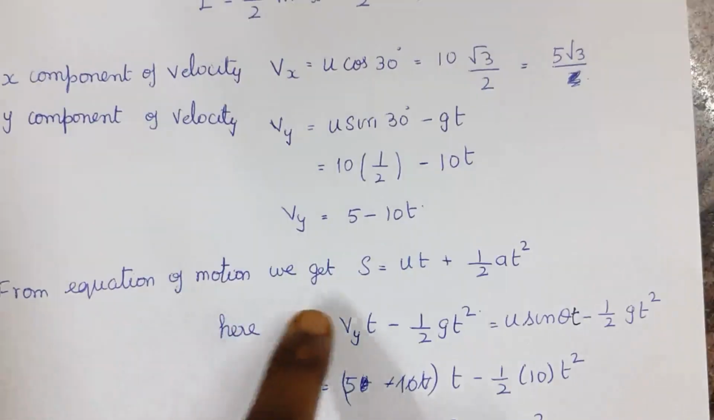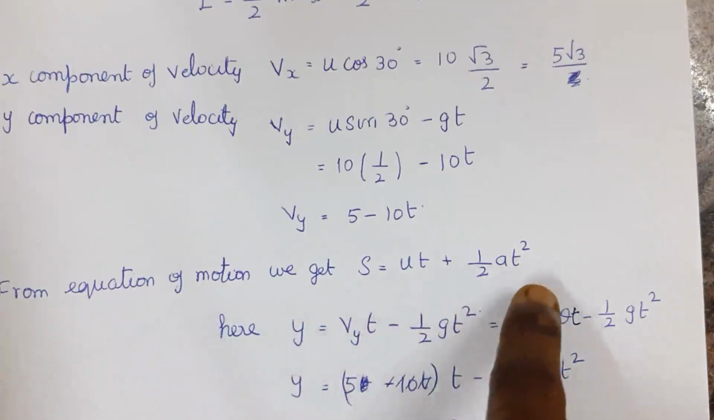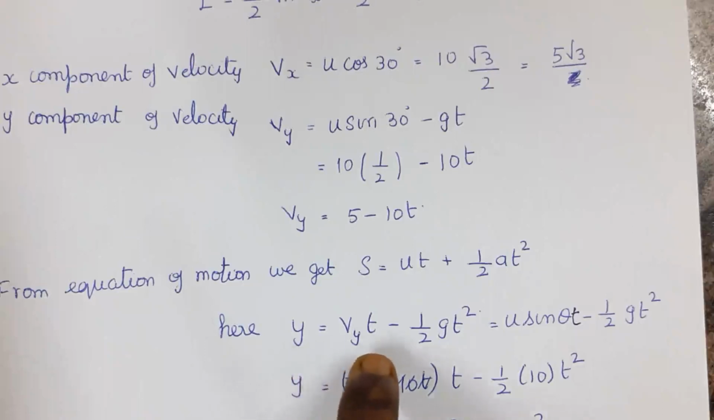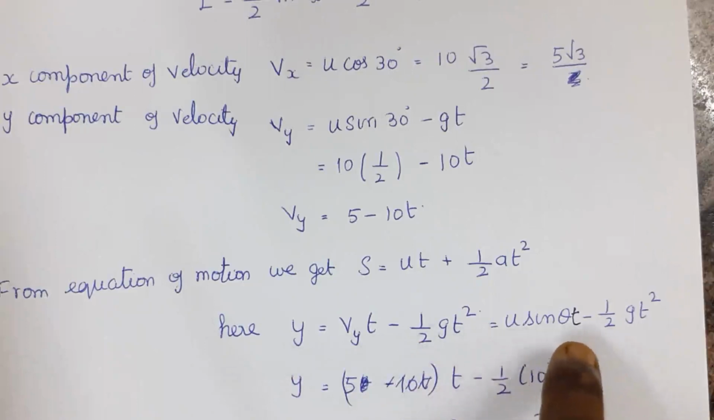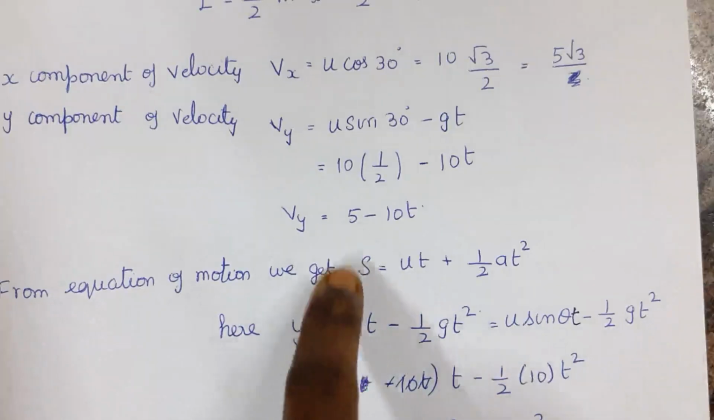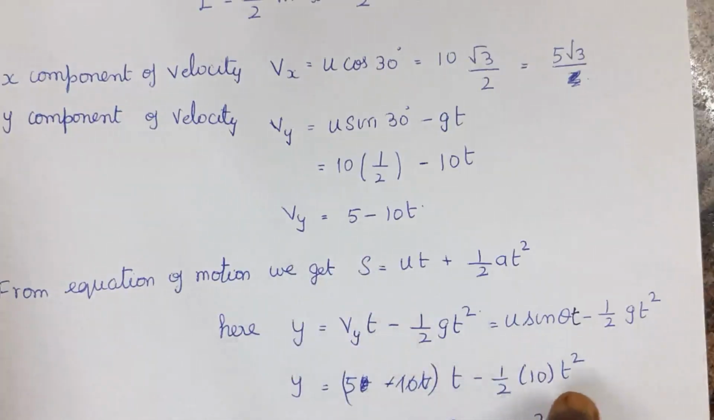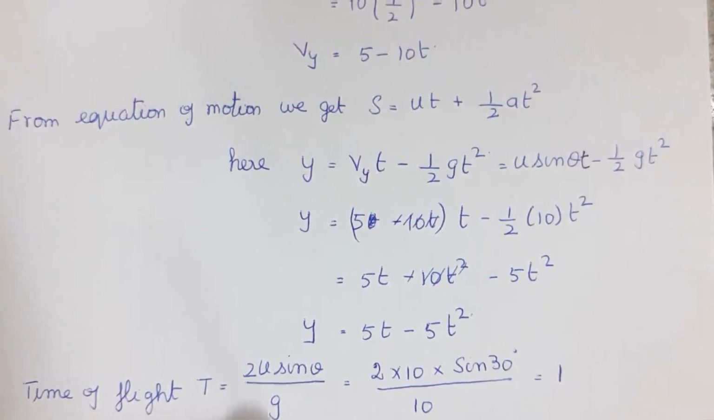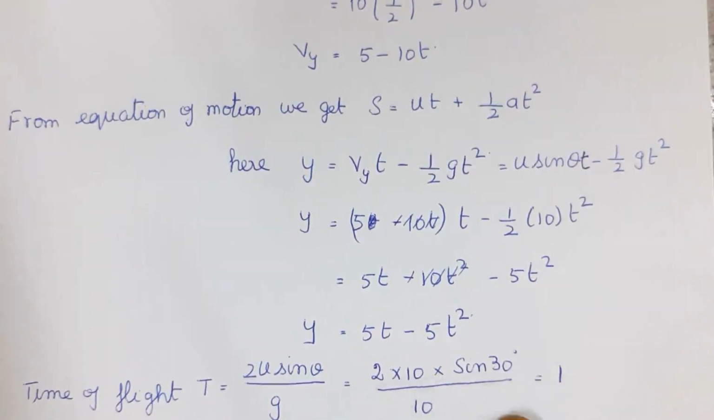From the equation of motion, we get s is equal to ut plus half at square. Here in this question, s is equal to y is equal to u sin theta into t minus half g t square. U sin theta value is 5, and minus half 10 t square. We will be getting y is equal to 5t minus 5t square. Time of flight t can be calculated using the formula 2u sin theta divided by g. That is, u value is 10, 2 into 10 sin of 30 by 10 is equal to 1.